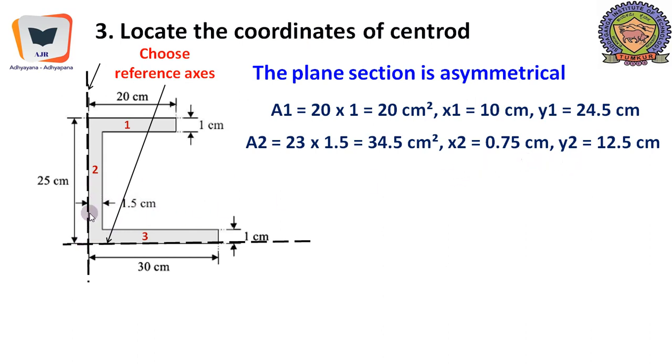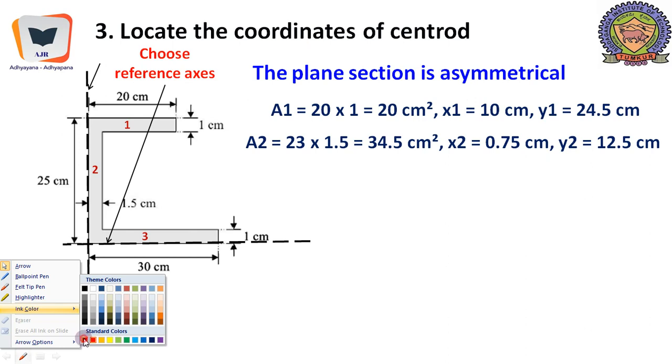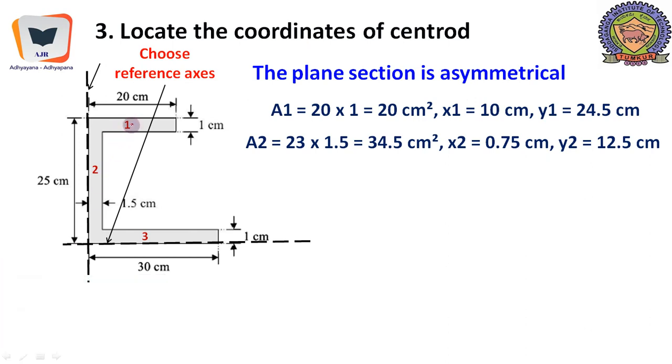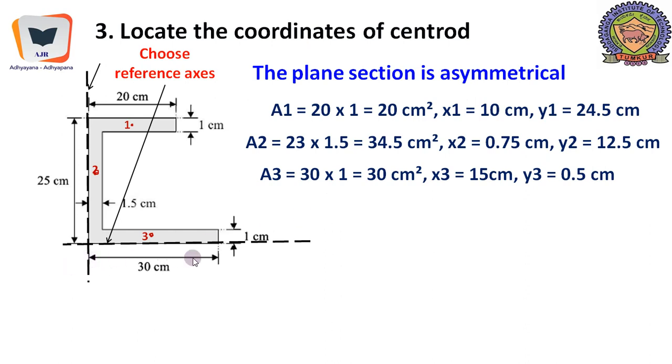And y2 is from here till the center of this. The total height is 25, half of 25 is 12.5. Therefore the centroid is somewhere over here. We will just mark the centroid for the sake of clarity. Centroid of this portion is here, the centroid of this portion is somewhere over here, and centroid of this portion is somewhere over here. So now our life will be less miserable, and we will find A3. A3 is 30 into 1, 30 horizontal dimension, 1 is the thickness, so 30 centimeter square, and x3 is half of 30, that is 15 centimeter, and y3 is half of 1 centimeter, that is 0.5.